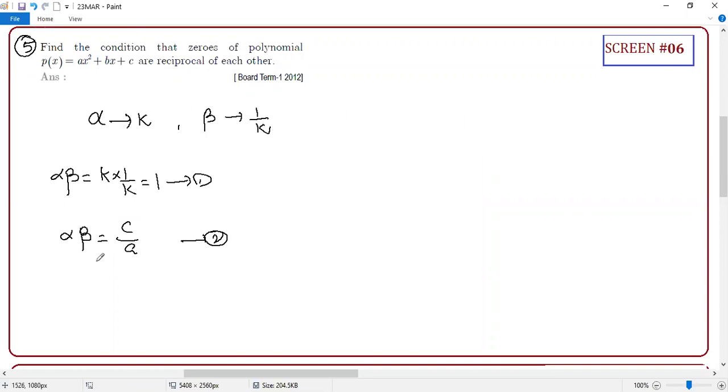Okay. Now coming to that, student. So now 1 equal to 2, which means c by a has to be equal to 1, which implies a equal to c. What is the meaning of this, student? The coefficient of x square and the constant, if both are equal, then my zeros are going to be reciprocal to each other. Is it crystal clear or not? Are you clear? Yes, sir. What is the condition?